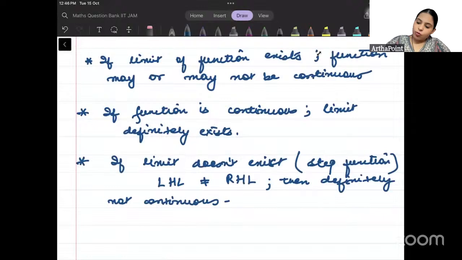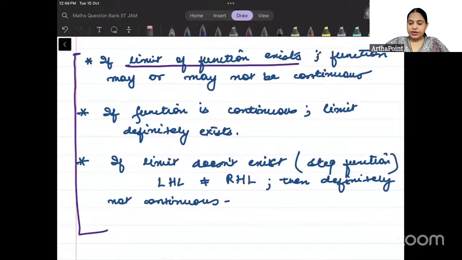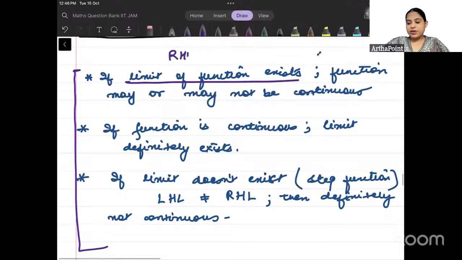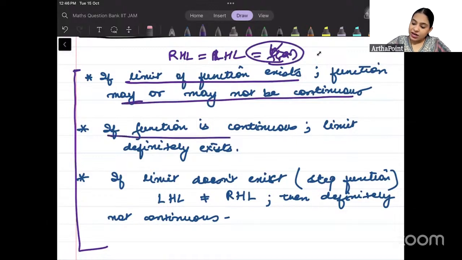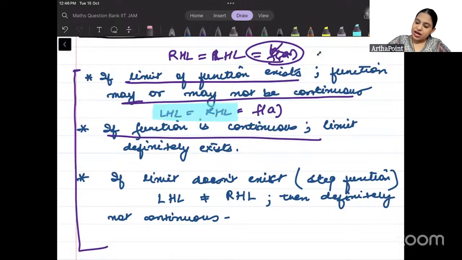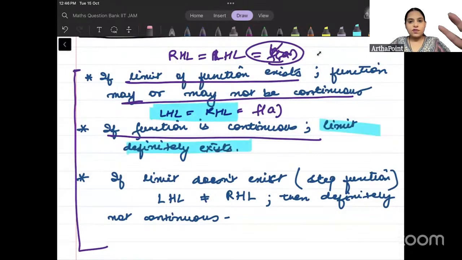So these 3 points are important. अगर limit होगी, it just means that left hand limit equals right hand limit. It does not mean that the value of the function exists. This may or may not exist. So it may or may not be continuous. अगर continuous है, it means that left hand limit equals right hand limit equals value of function.